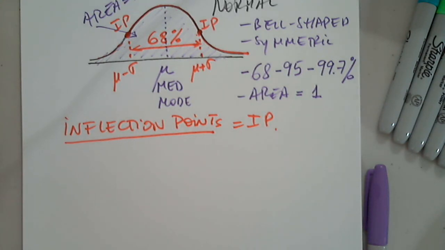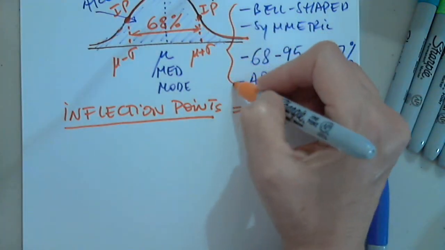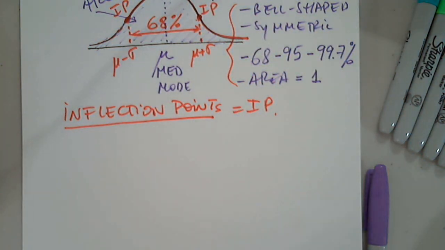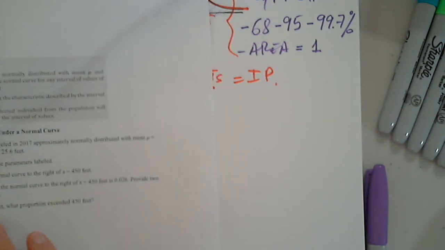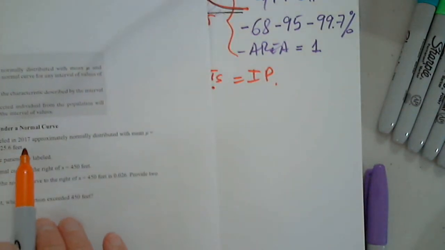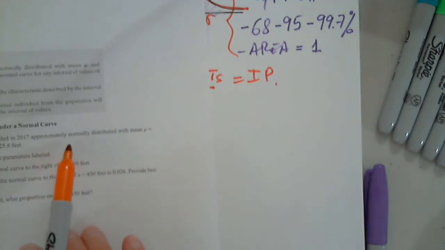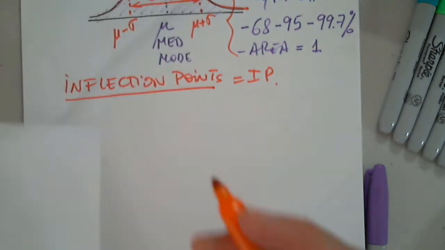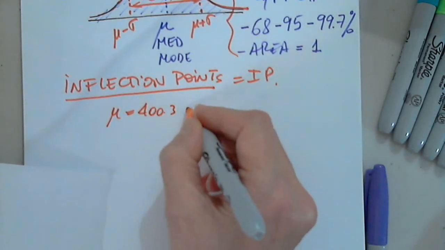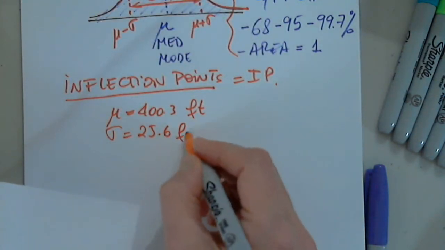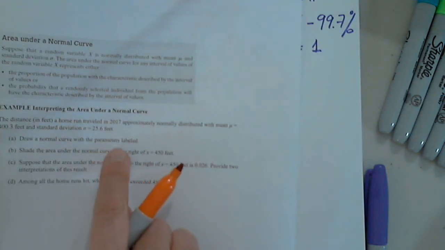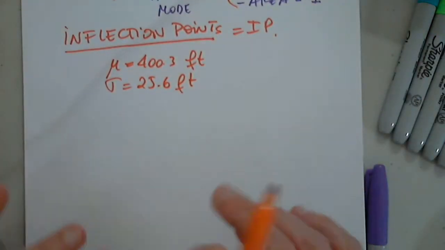Okay. So I would like us to look at a particular example. Here it is. Interpreting the area under the curve. I know you cannot see this, I'm going to copy it, but I just want to write it down together. The distance in feet a home run traveled in 2018 is approximately normally distributed with mean mu. So mu equals 400.3 feet, okay? And a standard deviation of sigma equals 25.6 feet. Draw a normal curve with the parameters labeled. That's our first question.